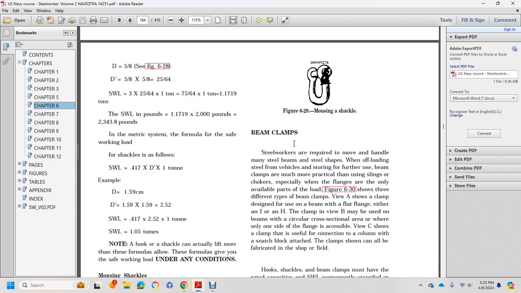All right, beams and clamps. Steelworkers are required to move, handle, and maneuver the beams and steel shapes, offloading the steel from the vehicle. Beams and clamps are often more practical than slinging or choking, especially with the flange or only with the available parts of the load. This shows three different types of beam clamp.